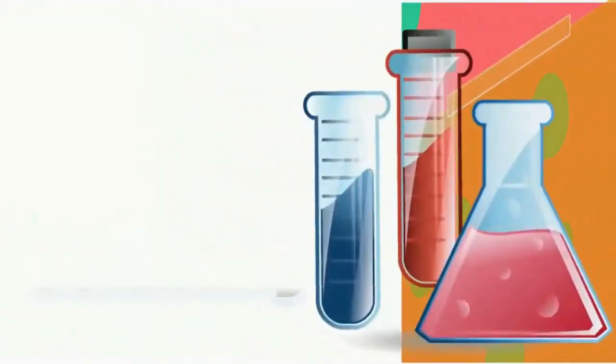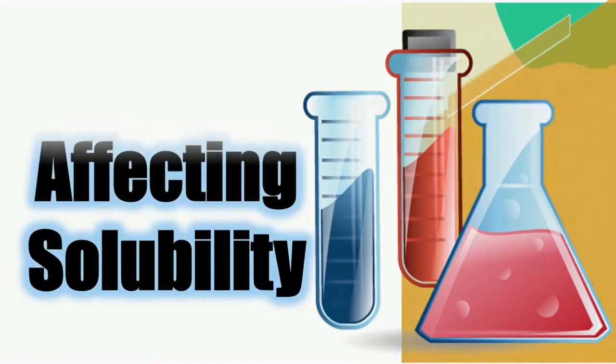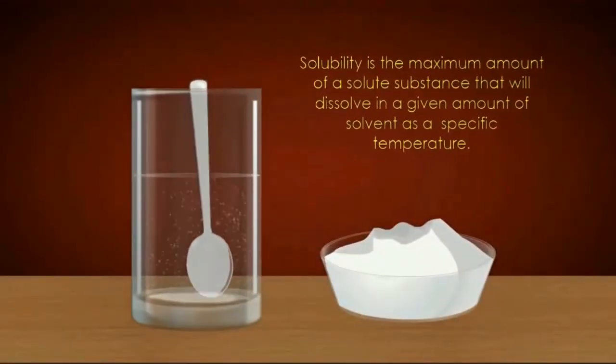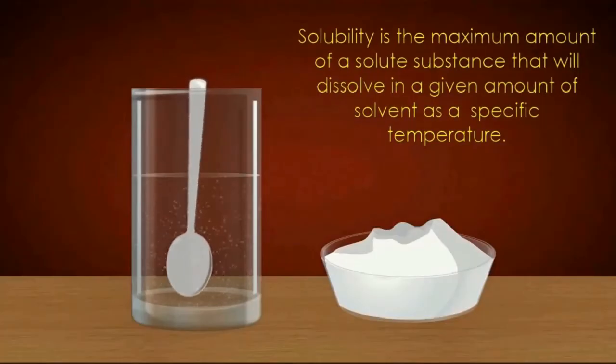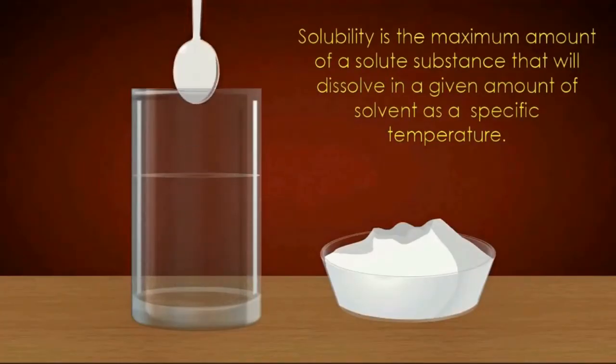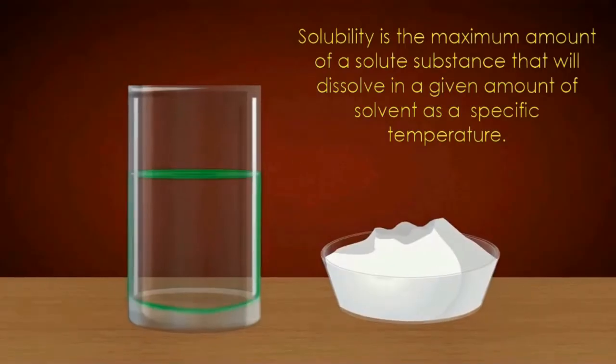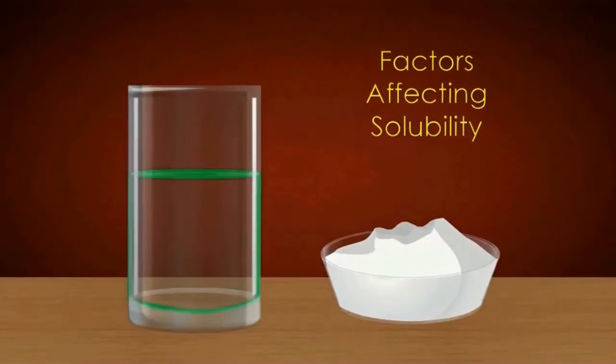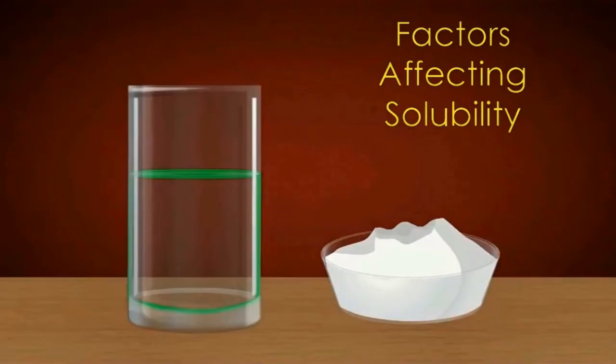This time, let's talk about the different factors affecting solubility. Solubility is the maximum amount of a solute substance that can be dissolved in a given amount of solvent at a specific temperature. There are different factors that affect solubility.